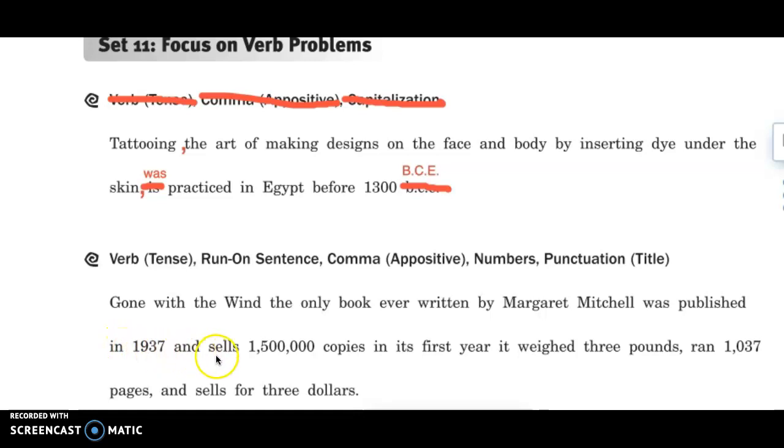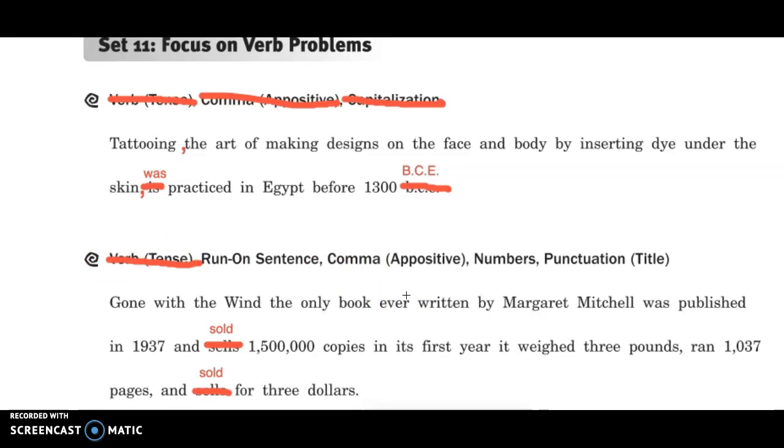However, I'm using the present tense sells in two different scenarios. So I am going to cross out those words, and I'm going to replace them with the past tense sold. That fixes my verb tense errors.